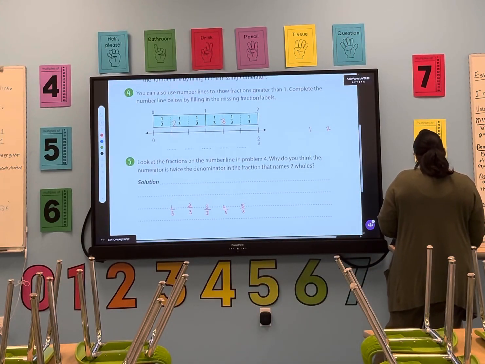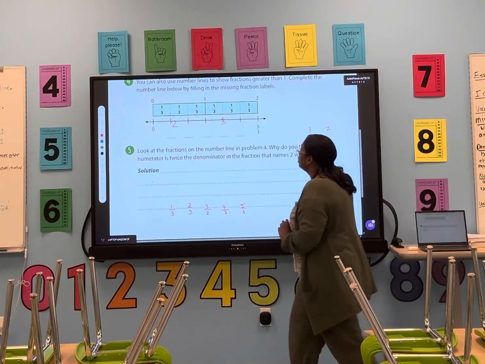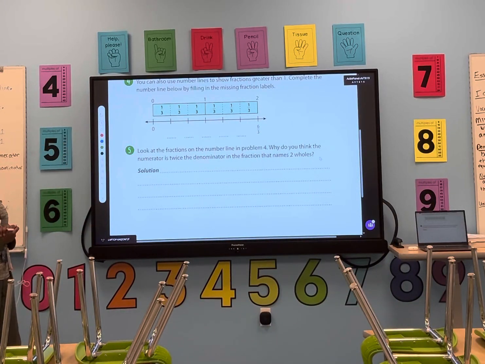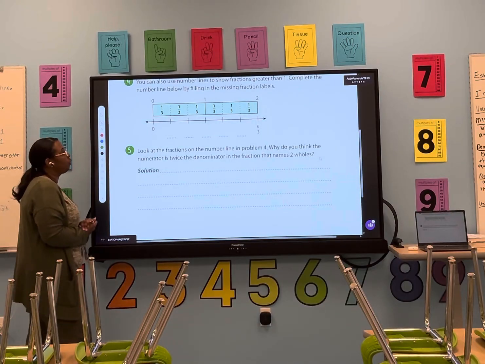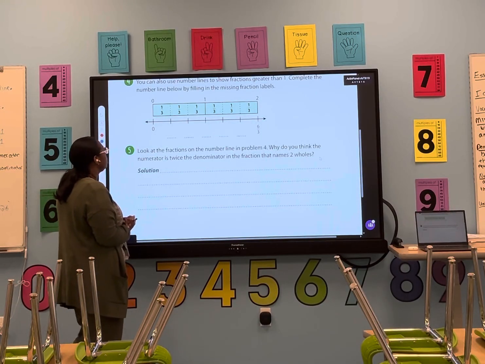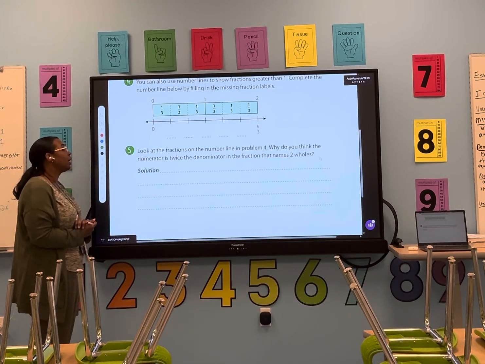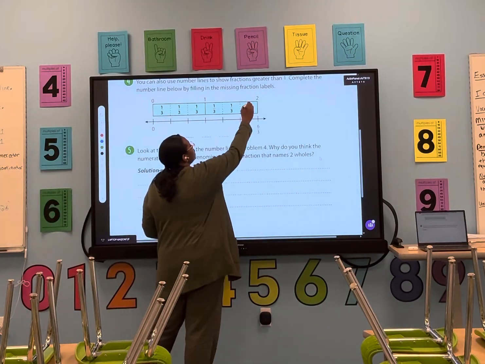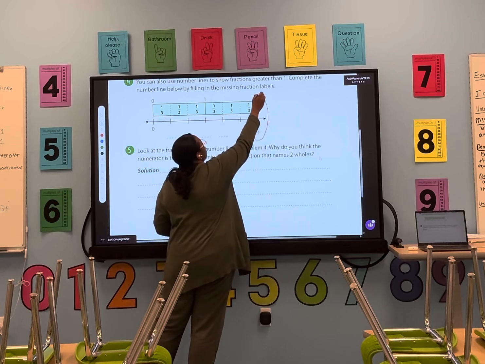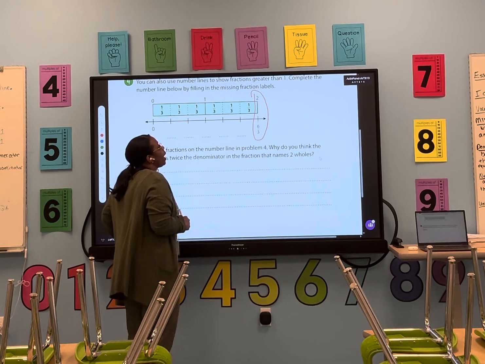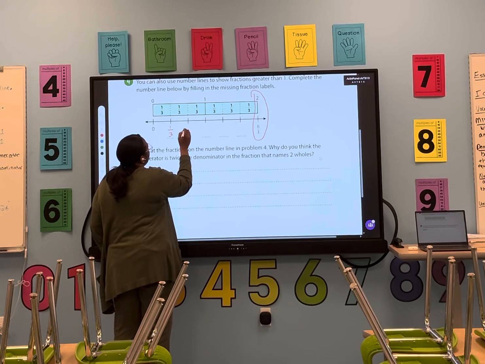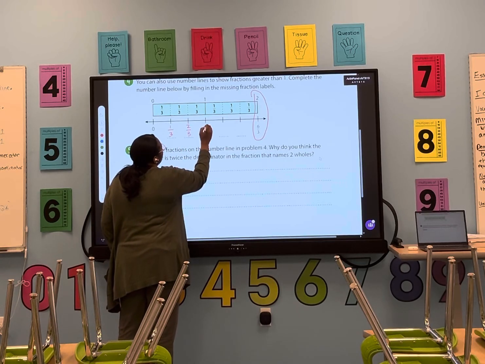So number 5 says, let me erase this. Look at the fractions on the number line in problem 4. Why do you think the numerator is twice the denominator in the fraction that names 2 wholes? So this is what we're looking at. This area right here. Why? Let's put the fraction. I'm gonna quickly rewrite the fractions because I had to delete it.